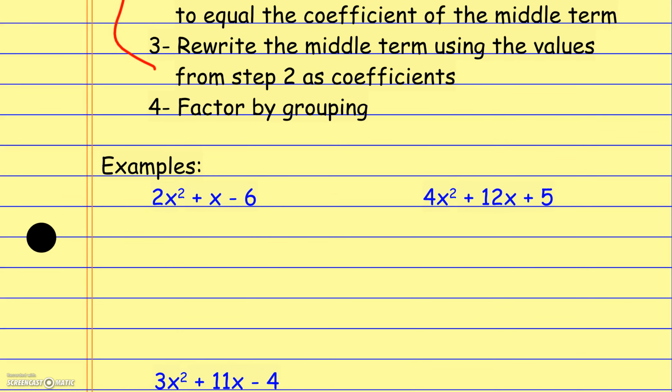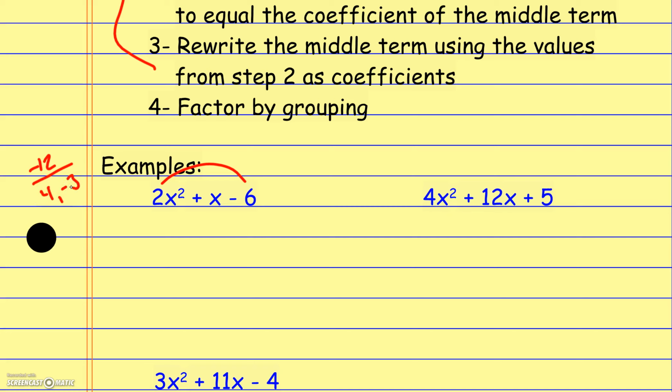If I look at something like this guy, again, build a bridge, I'm going to take the first coefficient and the last coefficient, so the 2 times a -6, which is a -12. And now I just need to come up with 2 numbers that multiply together to give me that bridge, the -12, but add together to give me this middle coefficient right here, which is a +1, okay? And so the 2 numbers that multiply to a -12 but add to a +1 are a 4 and a -3, all right?